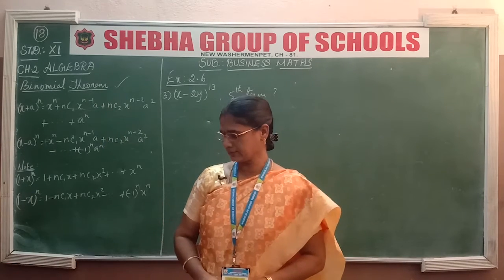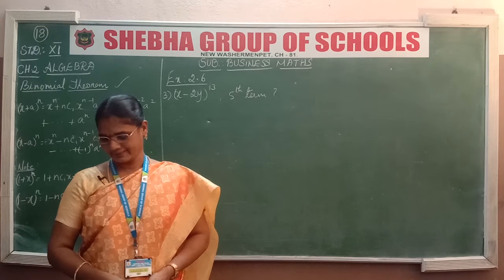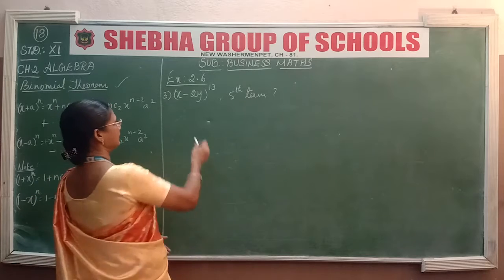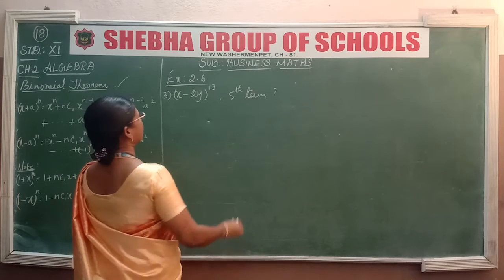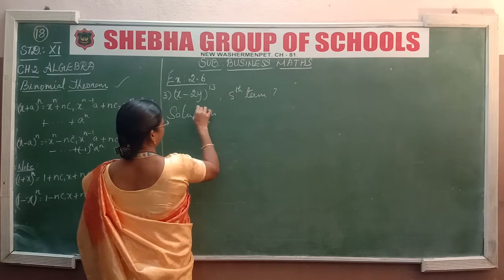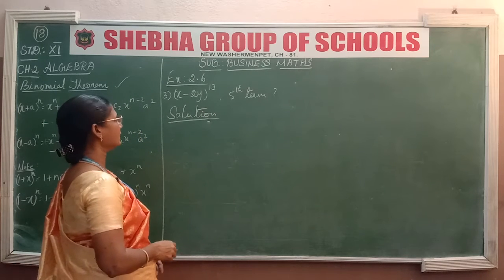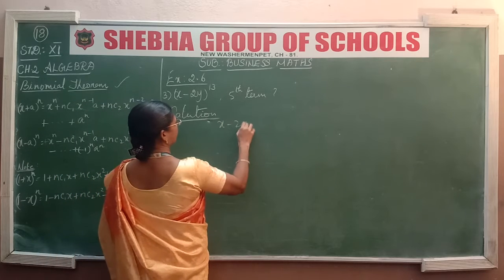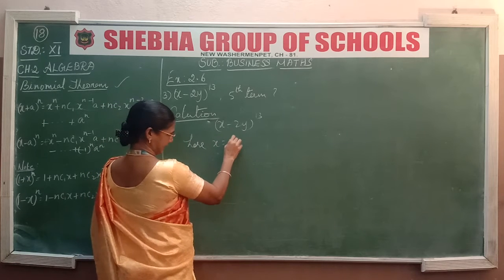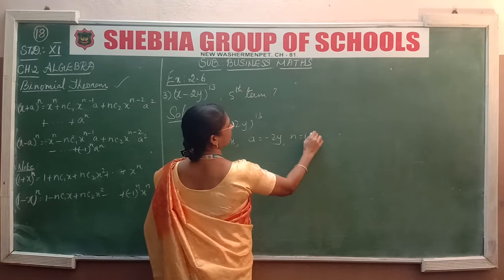Next, third sum. Listen, your book, page number 77, 2.6. Third sum: find the fifth term in the expansion of (x minus 2y) whole power 13. Our given expansion is (x minus 2y) whole power 13. First write the assumptions. Here x is x and a is minus 2y and n equal to 13.